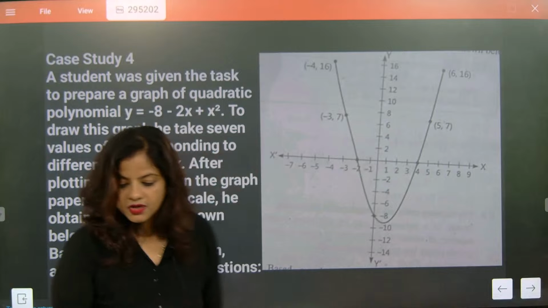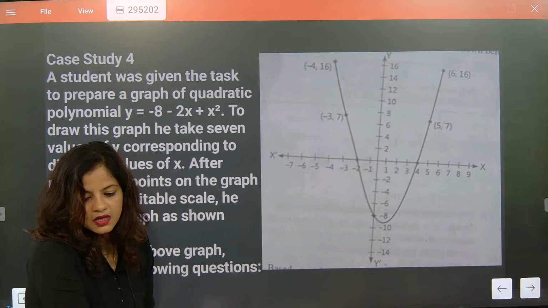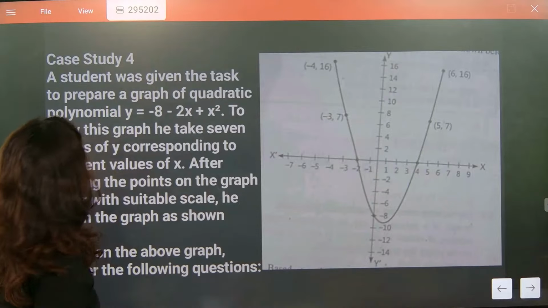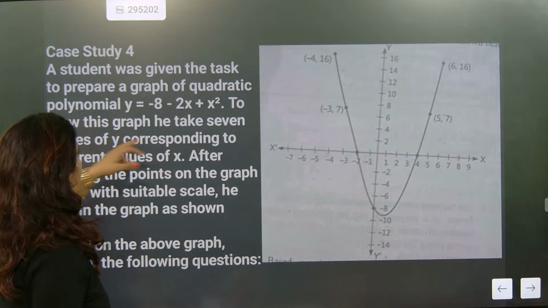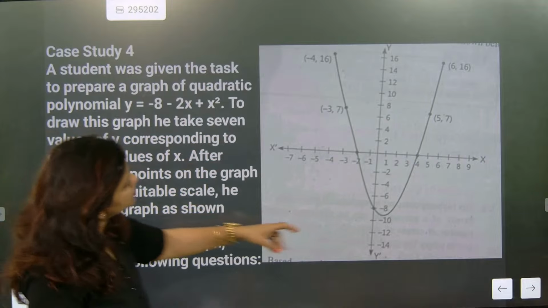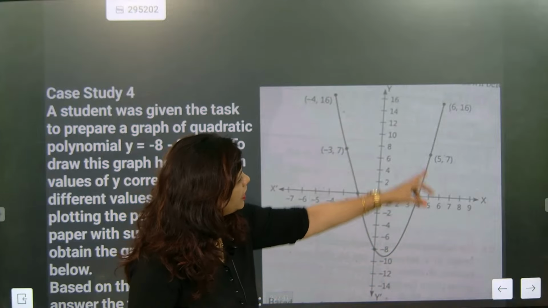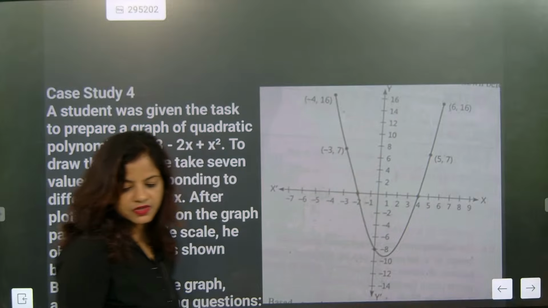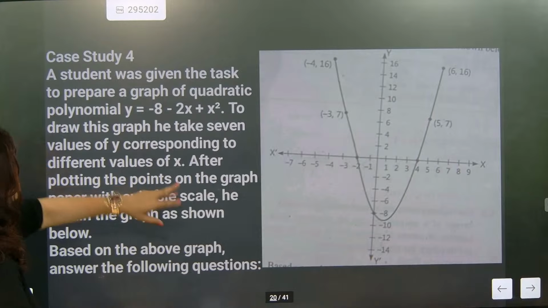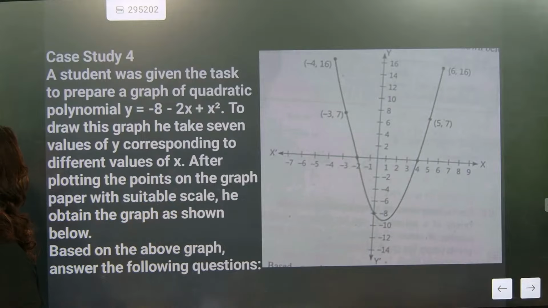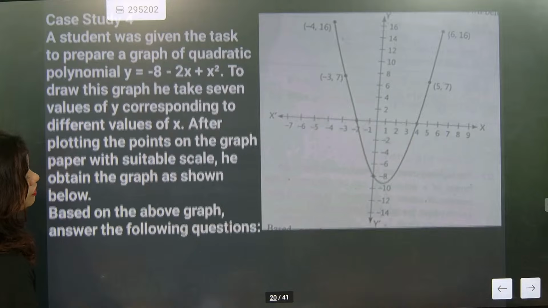Everyone, please listen to this one. So y is equal to x square minus 2x minus 8. Draw this graph. He takes 7 values. Look at how many values he has taken: 1, 2, 3, 4, 5, 6, 7. So 7 values he has taken. After plotting the points on the graph paper with a suitable scale, he obtained the graph as shown. Based on the above graph, answer the following questions.